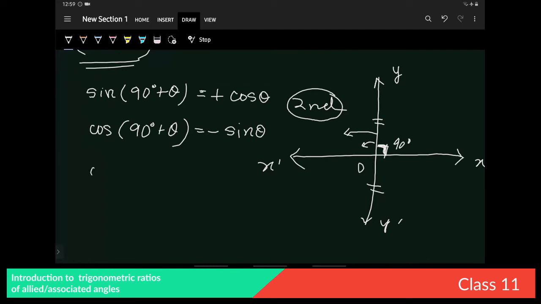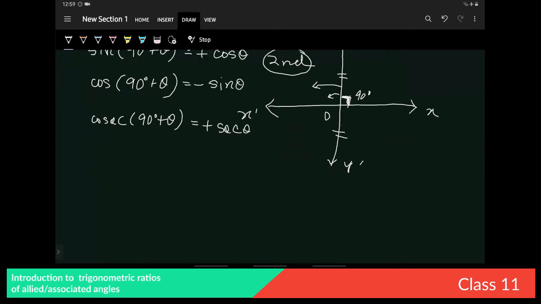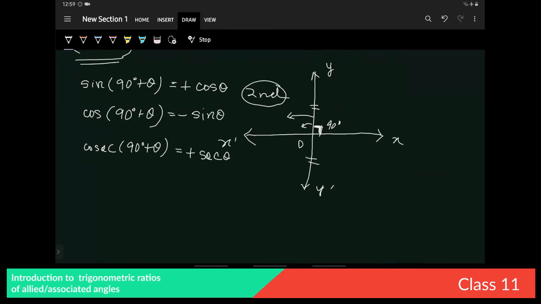Cosec 90 plus theta will be what? Now cosec is also positive in the second quadrant, so it will be plus, and since it is vertical line associated, cosec changes to sec, so it will be plus sec theta. Okay, so these are the two, 90 plus theta and 90 minus theta.